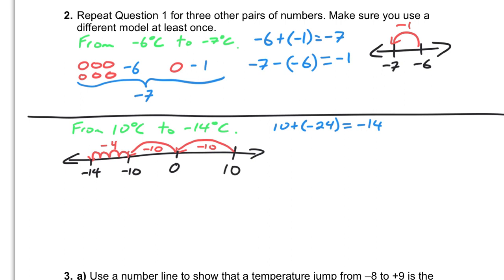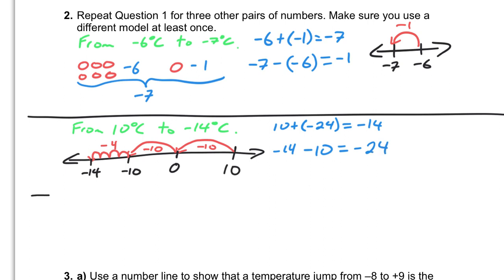Or we can think of it as a subtraction question. How far is it from 10 to -14? Well, it clearly shows that it's a jump of 24 to the left. How do we write that? We start with the second term, right? From 10, 10 goes over here. From 10, how far is it from 10 to -14? It's a jump of -24. And that's how you'd set that one up.